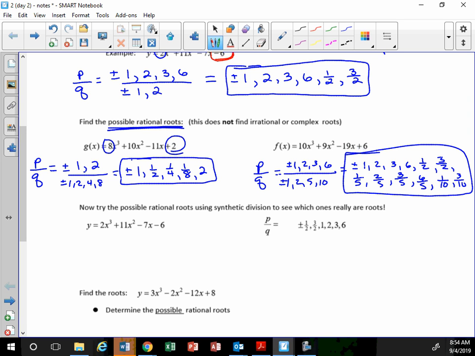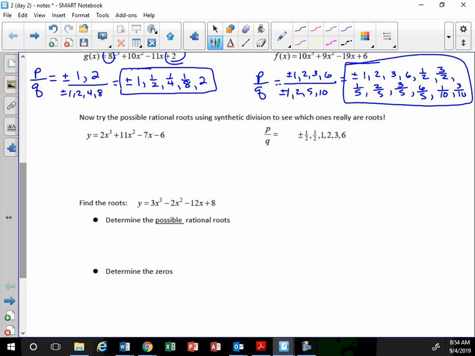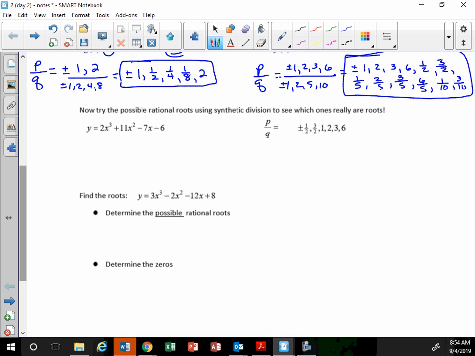Okay, so now what we have to do, now you have to use the possible rational roots and synthetic divisions to see which ones actually work. We're not doing it on that last one we just made the list for. This first equation here, we already did the P over Q list up above, so there it is for you. So now we have to check what's going to work.